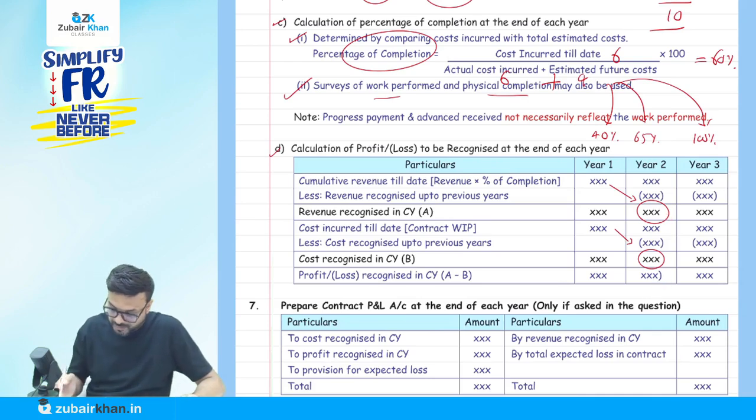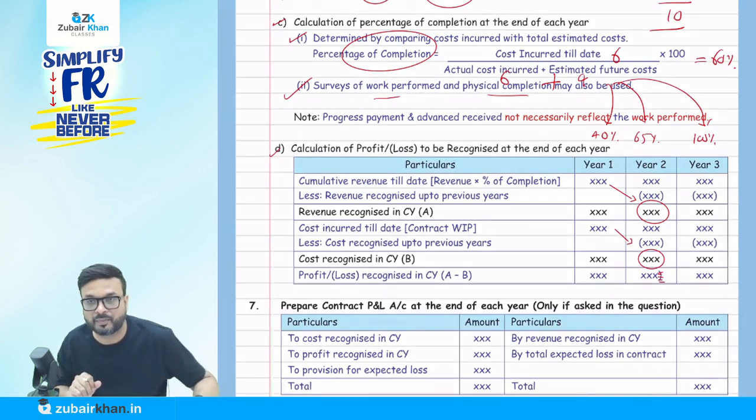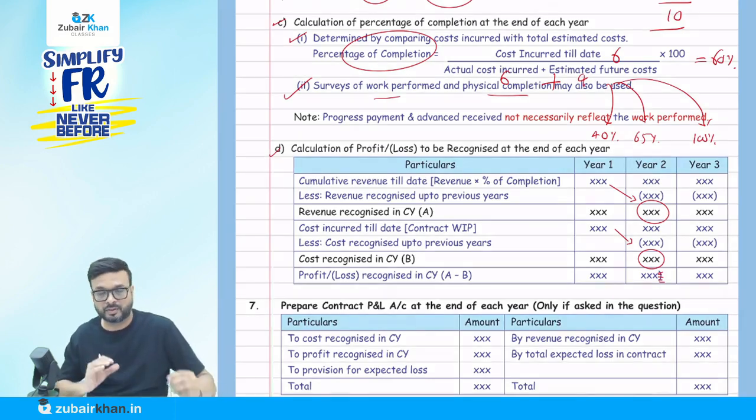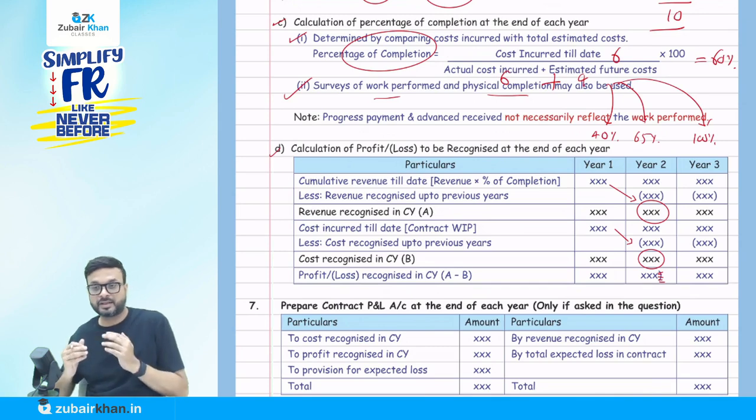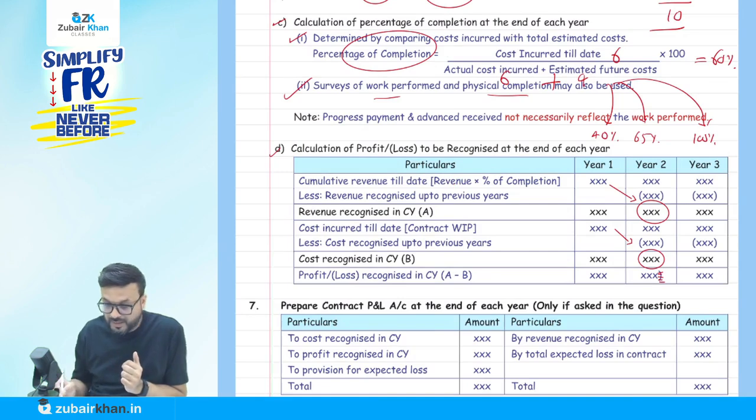My mistake. It might be a loss. If it is a loss, then it will become negative. So here, this is the revenue for the second year, the cost for the second year, then the profit will come. Now, when I come to the third year, this revenue is going to be multiplied by 100%.